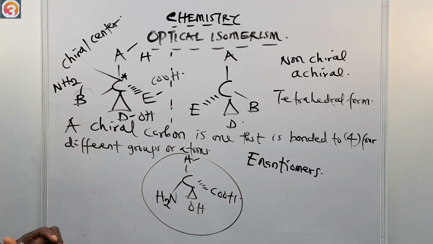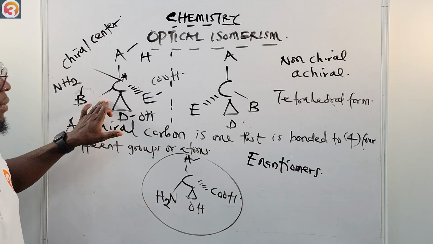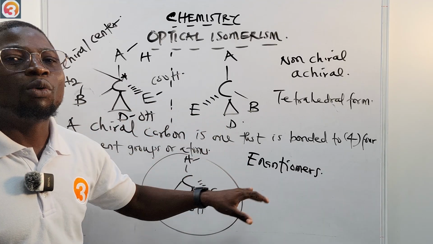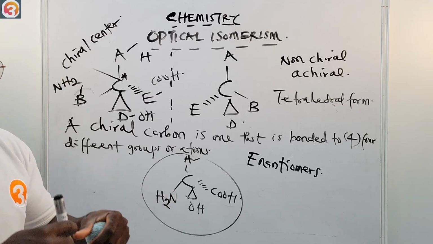Enantiomers. We say that they are enantiomers. So this is the first enantiomer, and this one here is the second enantiomer. Enantiomers are optical isomers.